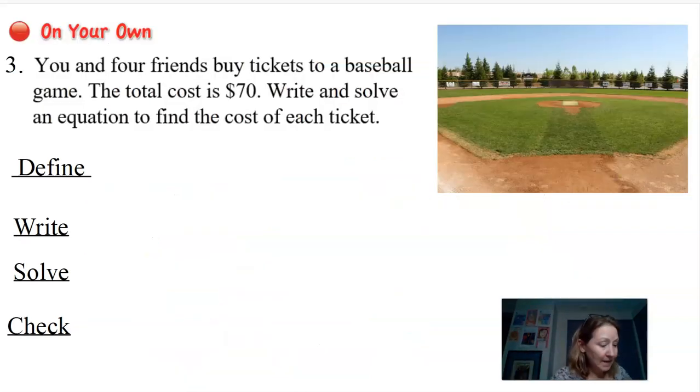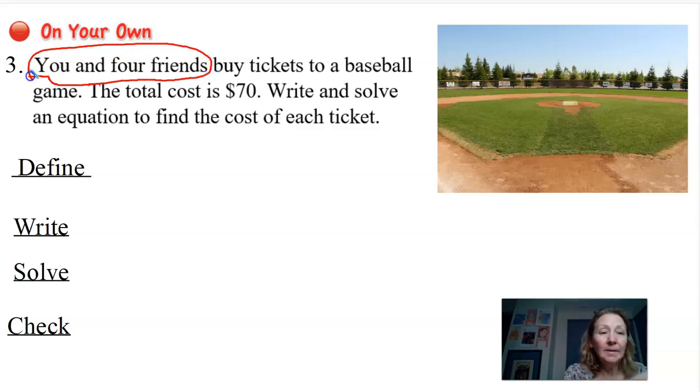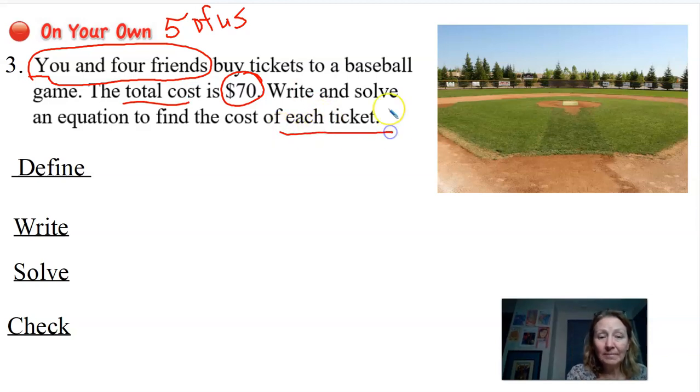Okay. Now I have a couple of OYOs. Try this on your own and unpause the video. There's 2 OYOs. Okay, so I'm going to circle the U and 4 friends. And I'm going to make a little note. That means there's 5 of us, right? You're going to buy tickets to a baseball game. Total cost, $70. I'm underlining total. Write and solve an equation to find the cost of each ticket.